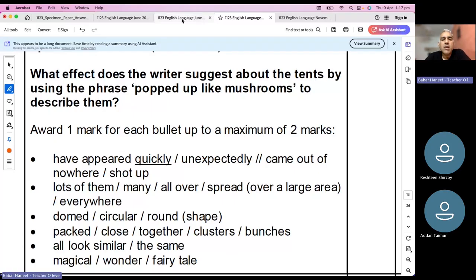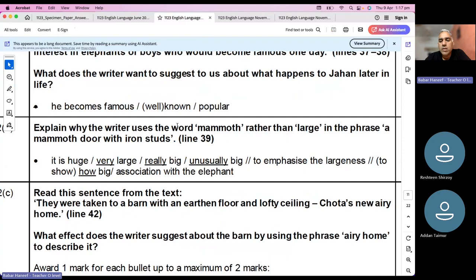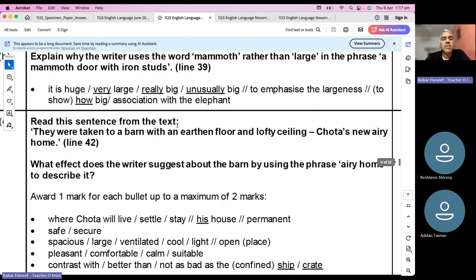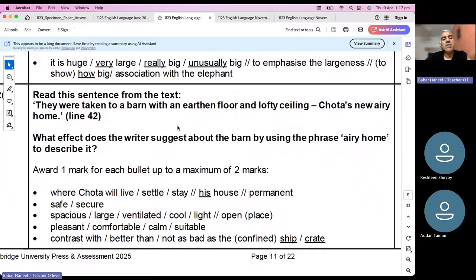Again, we'll do a similar kind of question here. It says, read this sentence from the text. "They were taken to a barn with an earthen floor and lofty ceiling. Chota's new airy home." What effect does the writer suggest about the barn by using the phrase airy home to describe it?